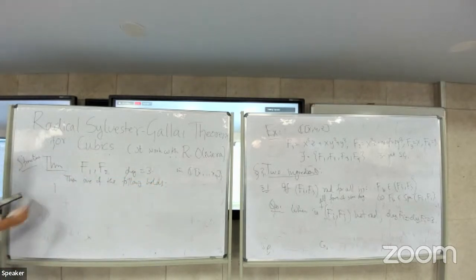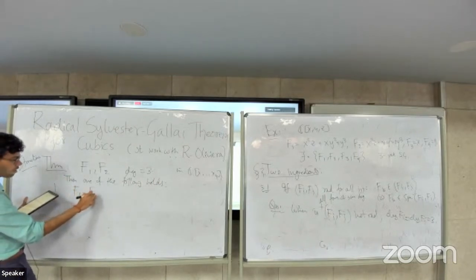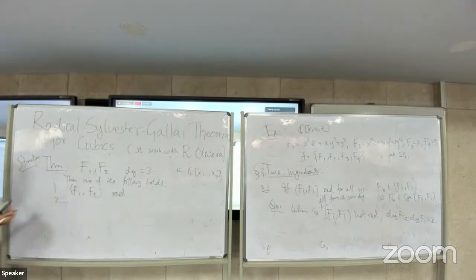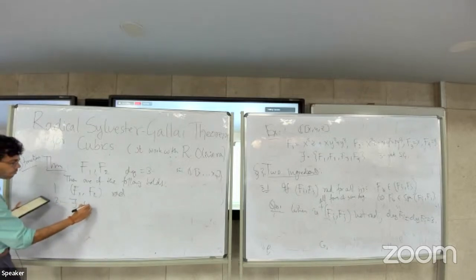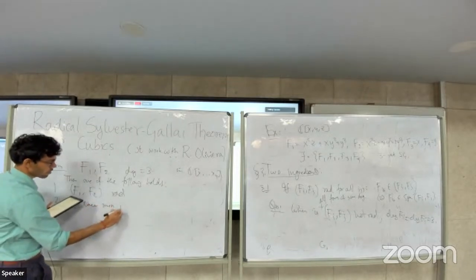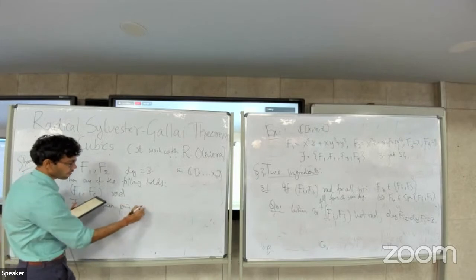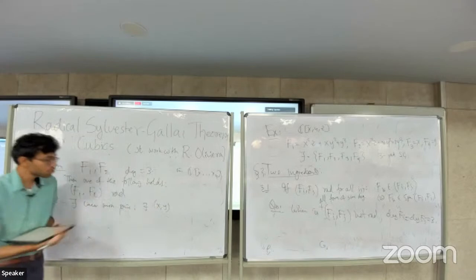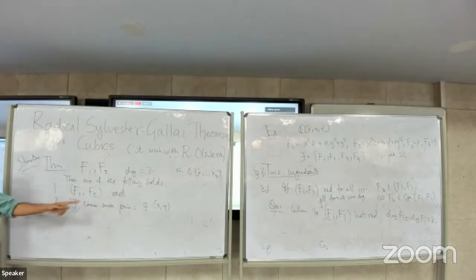Number 1, the ideal can be radical, then we are good. We don't have to do anything. This is a radical ideal. Number 2, if it is not radical, what are the possibilities? Can we find some nice minimal primes? Number 2, there exists a linear minimal prime, meaning that there exist 2 linear forms x, y which contain F1 and F2.